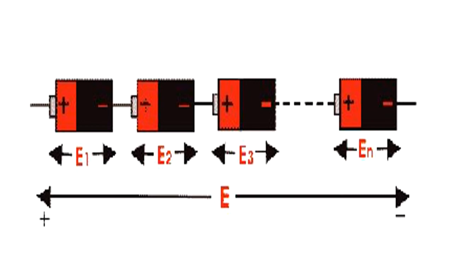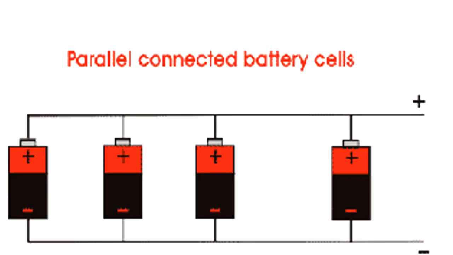That is, if the total EMF of the combination is E, then E will be equal to E1 plus E2 plus E3 plus En, where E1, E2, E3, En are EMFs of the first, second, third and nth batteries. That is, batteries are generally connected in series when we want more voltage in a circuit.